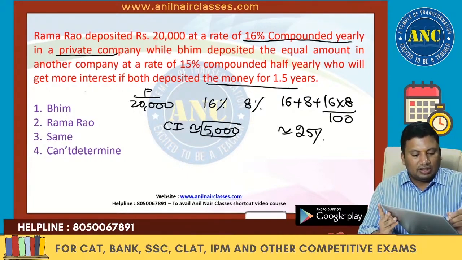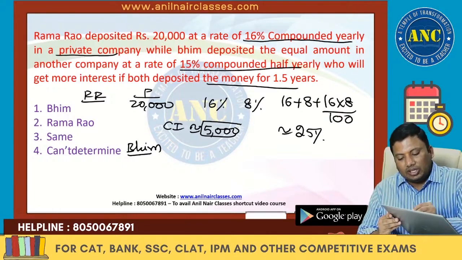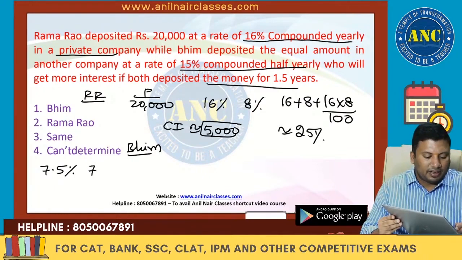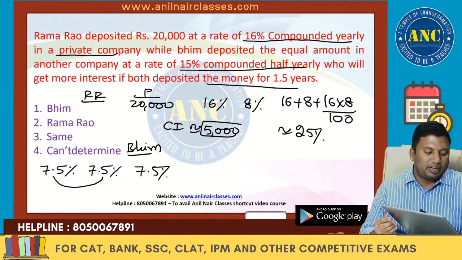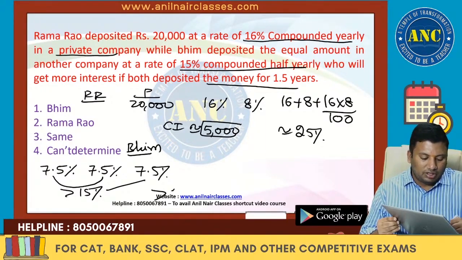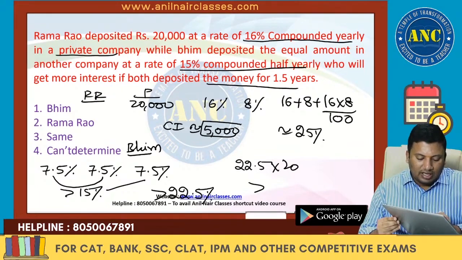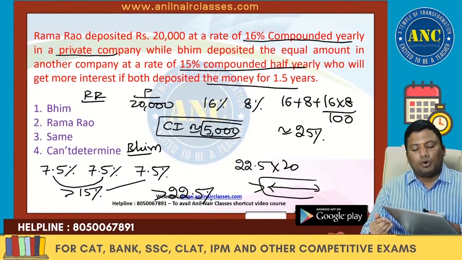Now this is Rama Rao. If it is BIM, 15 percentage compounded half yearly. So 15 percentage half is 7.5. 7.5 plus 7.5, it is just greater than 15 percentage. If I do this, it is greater than 22.5 percentage. 22.5 into 20,000, somewhere greater than 4,500 I will get. So Rama Rao will get more interest.